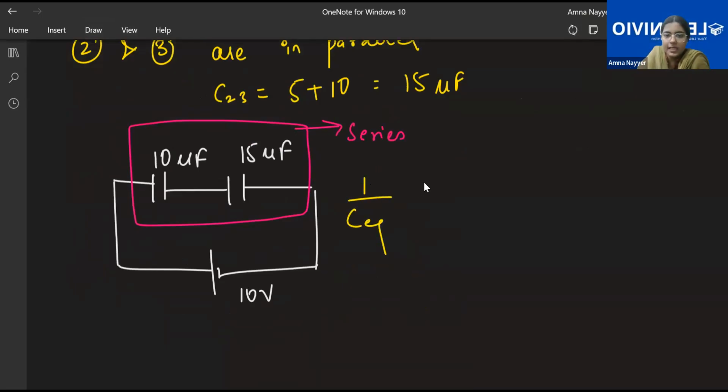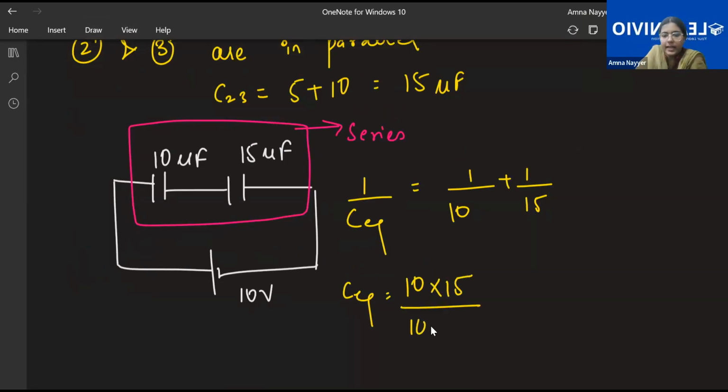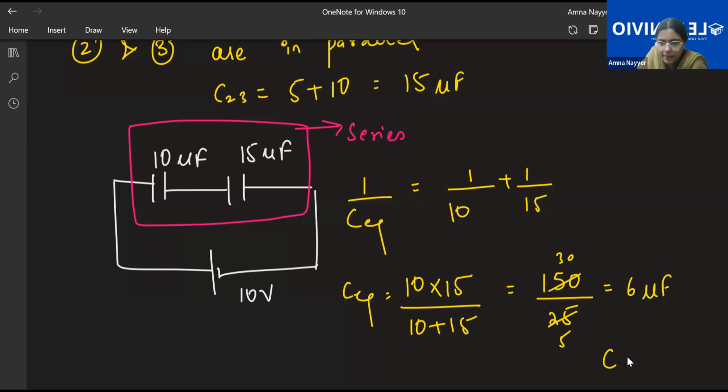Finally, the answer will be reciprocal addition of it. That is 1 by C equivalent is 1 by 10 plus 1 by 15. Or directly you can say 10 into 15 divided by 25, which is 150 divided by 25. So 5 into 5 is 25, 5 into 30 is 150, so 6 microfarad. Correct? Yes, ma'am. Equivalent will be 6 microfarad.